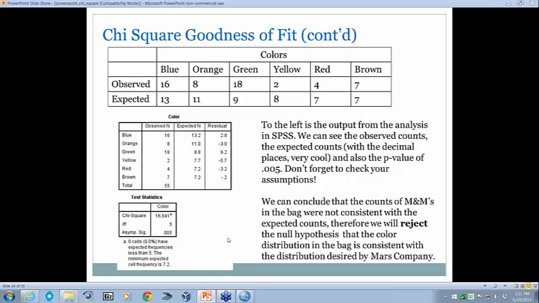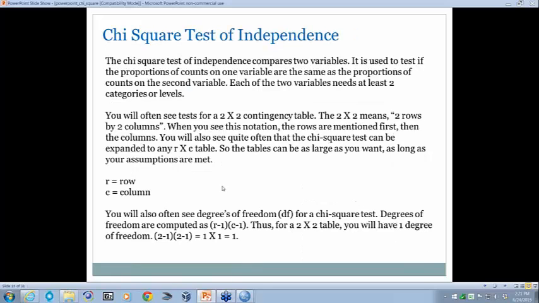And that's how you do the chi-square goodness of fit. Now, if you look at these residuals here, we'll go over these in a little bit, and I'll show you what they mean. They're very, very helpful. They take your analyses one step further. Let's do the chi-square test of independence now.